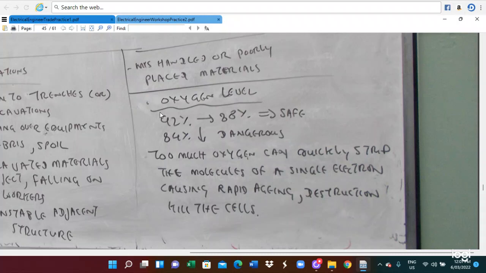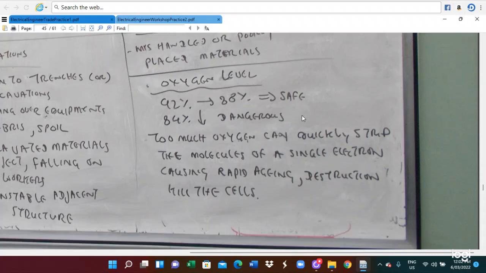The oxygen level is also an important aspect, because when you are working underground or in any confined space, you need to assess the oxygen level. An oxygen level between 88% and 92% is safe, but if the oxygen level is below 84%, it will be dangerous. People will not get the appropriate oxygen, so it can be very risky for their safety and their life. The appropriate oxygen level must be 88 to 92%.